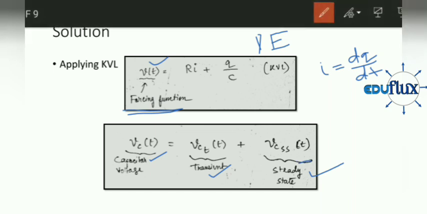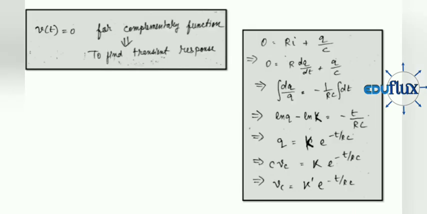Now, Vt is equal to 0 for the complementary function. Just now how we find the complementary function: we equate the forcing function to 0. So we get 0 is equal to Ri plus Q by C.